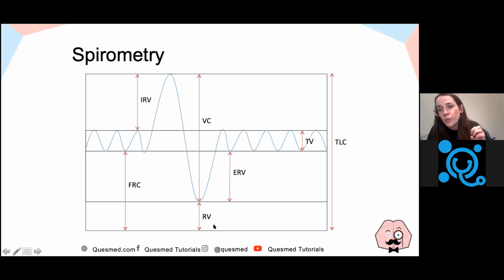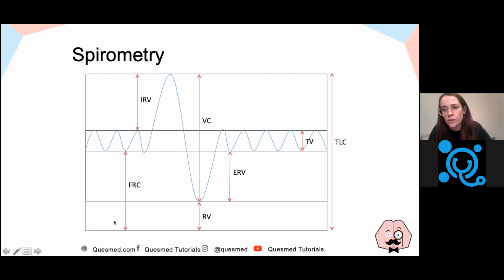There's always a little bit of air left in the lungs, even after a patient has breathed out all the way that they can. That's called our residual volume. It's somewhere around 500 mils, and that just stops all of your alveoli from completely collapsing. You can't ever have a situation where there's no air in the lungs at all.